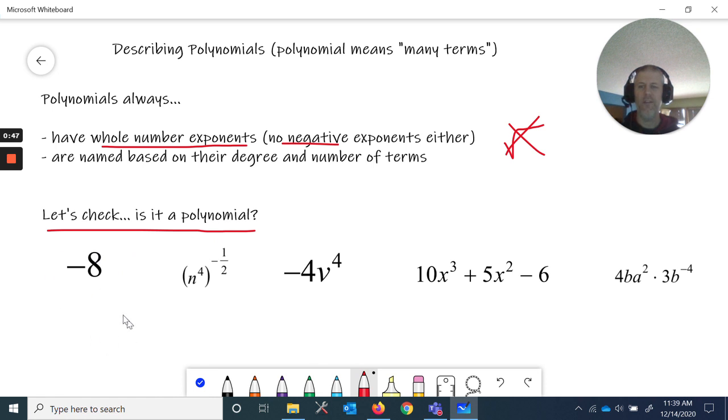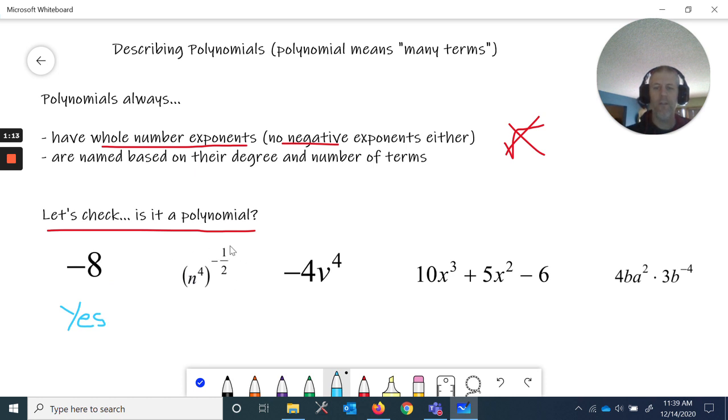So -8. All right. So there's no variable term here. So essentially, it's like having an x to the 0 power. So that exponent is a whole number. 0 is all good. So this is just a constant. And so the answer to this is yes, this is a polynomial. People get confused with the negative here. It has to be a negative in the exponent. A negative number can be a polynomial.